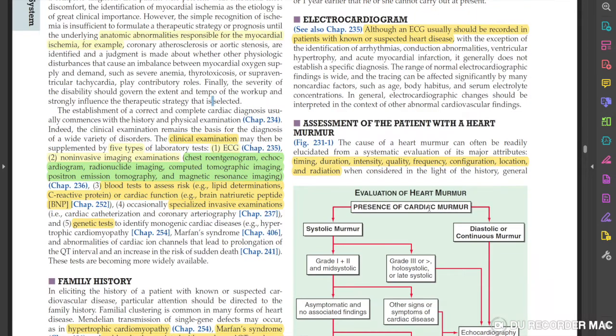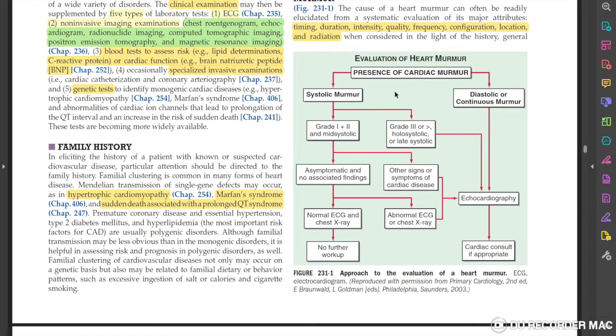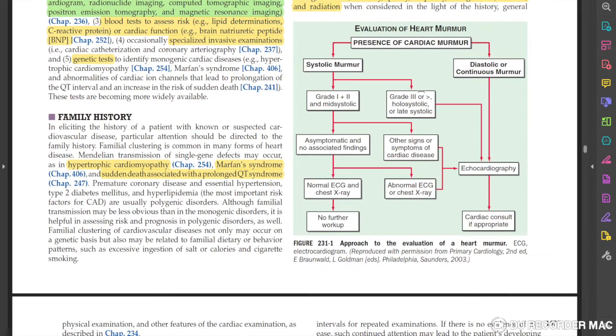Now comes the assessment of heart murmur. The simple funda behind heart murmur assessment is that everything will end up in echocardiography unless the patient has a normal ECG and normal chest X-ray. If any diastolic or continuous murmur is present, we will do echocardiography. For systolic murmur grade 1 and 2 and mid systolic, we check whether it is an asymptomatic or symptomatic patient. If it is a symptomatic patient, we will go for echocardiography. If asymptomatic patient with normal ECG, no further workup is needed.